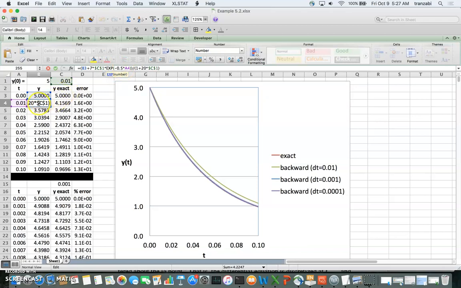So if you're sitting here, hopefully you don't get confused about n and n plus 1. When you're sitting here, the y value you're calculating for this cell corresponds to n plus 1.